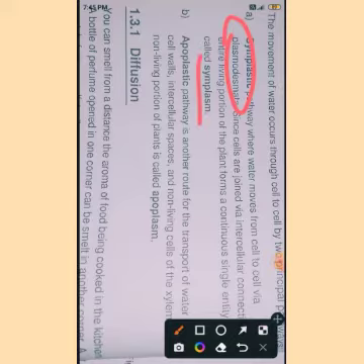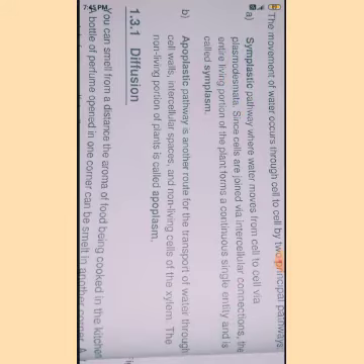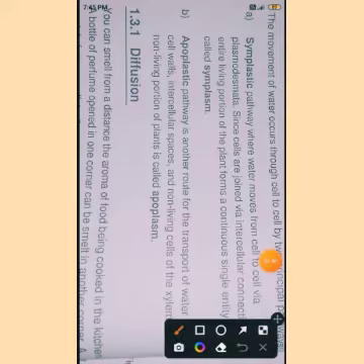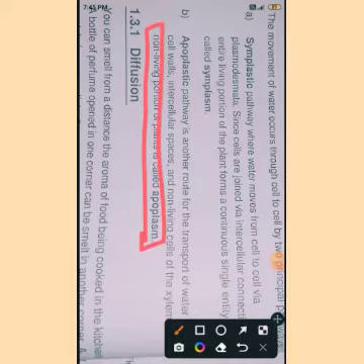A symplasm, that term, forms a continuous single entity. It is a living portion of the plant. The entire living portion of the plant forms a continuous single entity and that is called symplasm. And opposite to that, a non-living portion of the plant is called apoplasm.